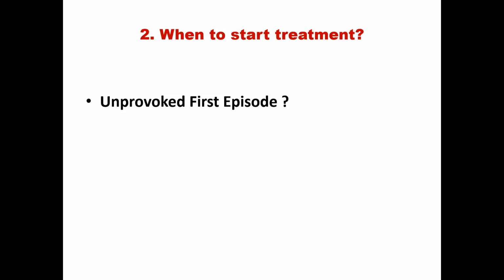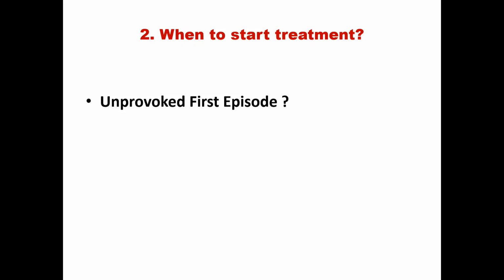So when to start treatment? What is an unprovoked seizure and what is a provoked seizure? Can anybody tell? It is in the name only. Provoked means some cause should be there, for example hypoglycemia, hyponatremia, hypocalcemia, encephalitis, or a structural mass lesion. All those come under provoked seizure. Unprovoked means there is no evidence of any focality or any cause for the seizures.